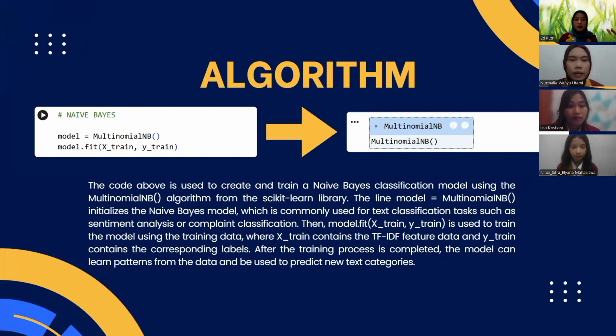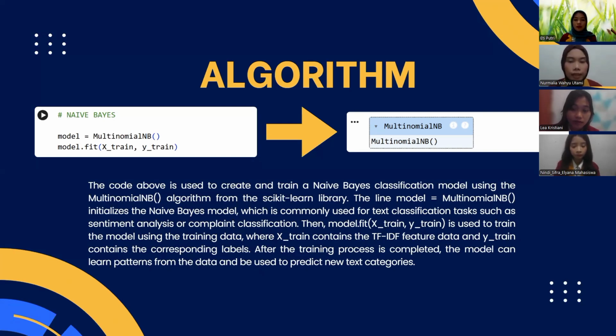And then the naive Bayes algorithm. The code above is used to create and train a naive Bayes classification model using the MultinomialNB algorithm from the scikit-learn library. The line model = MultinomialNB() initializes the naive Bayes model, which is commonly used for text classification tasks such as sentiment analysis or complaint classification.